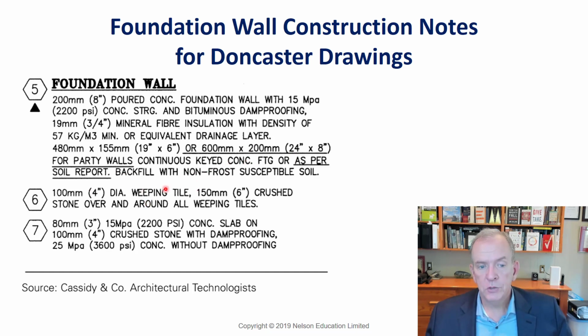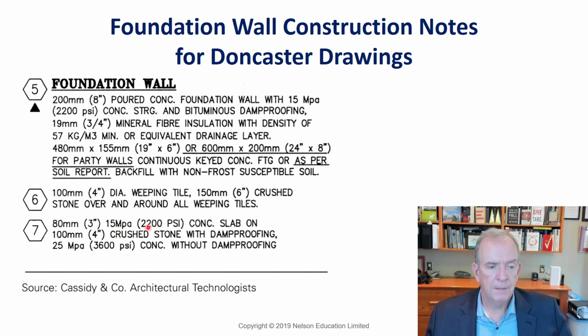Weeping tile going around the edge, we know where that goes. It always goes at the edge of the footing and it goes around the house. Gravel gets placed over the weeping tile and around the weeping tile. And then this is for the concrete slab. This would be for your basement slab here.